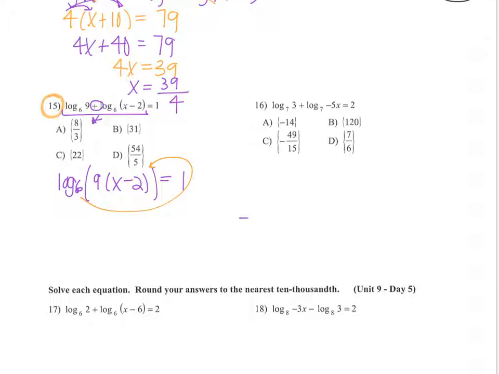So think about the way that we looped on the front page. We have 6 to the first equals 9(x minus 2). 6 to the first is just 6. The 9 gets distributed, and from there you just solve like normal.